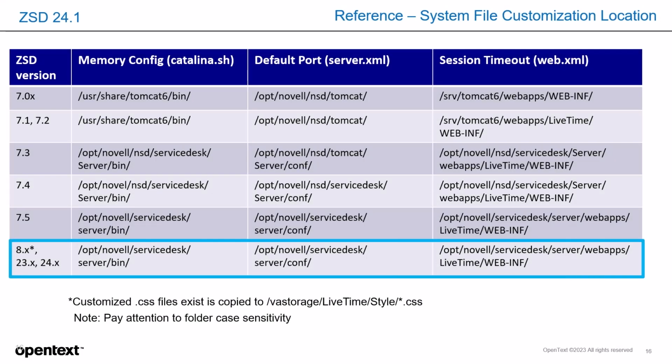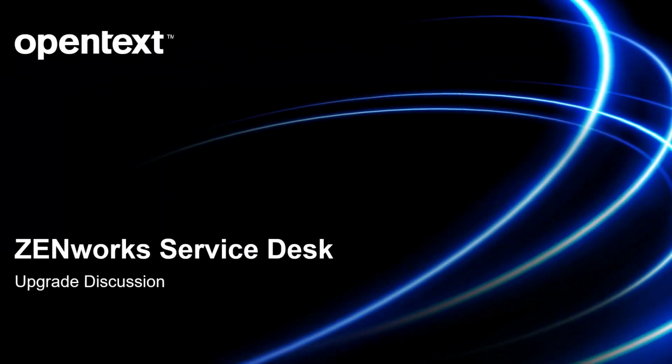And then the reference of the file customization location. So as you move through, we've made the process better to transfer over and migrate these particular files. But if you need to, on the earlier versions, hold on to these, this is where they reside. So this is just a handy tip of getting you where you need to be by backing up those customization files if you've done any customizations. Let's go into the upgrade discussion.